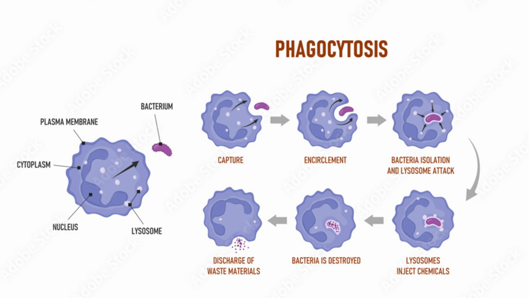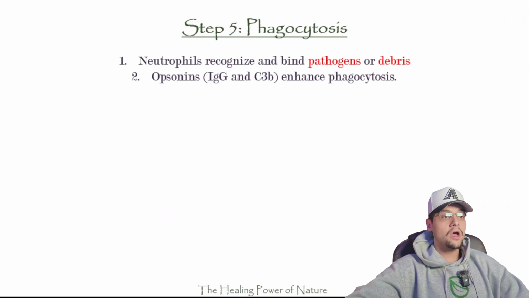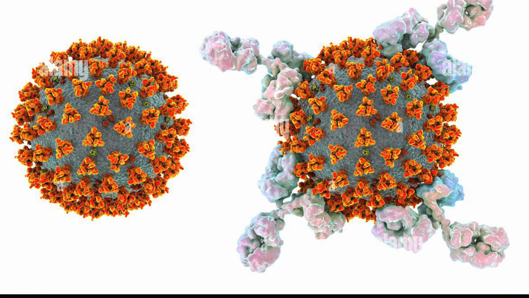The next step would be opsonins, IgG and C3b, which enhance phagocytosis. IgG is the most effective opsonin because neutrophils have very high affinity FcγReceptors. C3b is a complement protein that binds microbes and facilitates neutrophil recruitment.